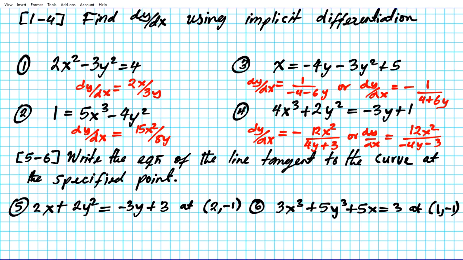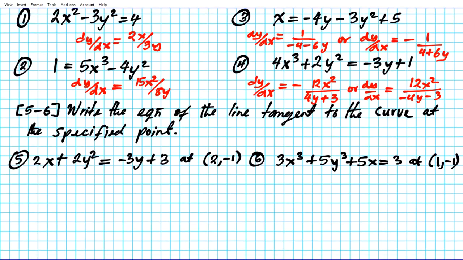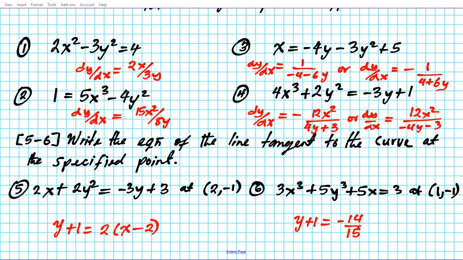Okay, and then for question 5, the equation of the line, the tangent line, is y plus 1 equals 2 times x minus 2. And then for number 6, the equation is y plus 1 equals negative 14 over 15 times x minus 1. Okay, so there goes all the answers.